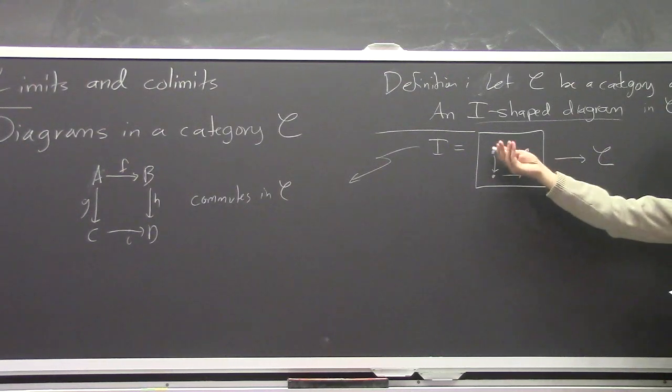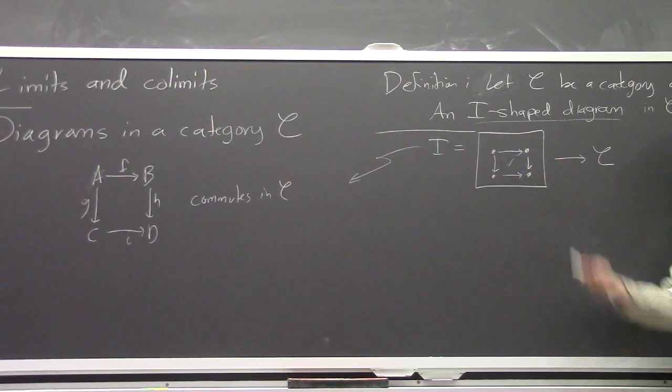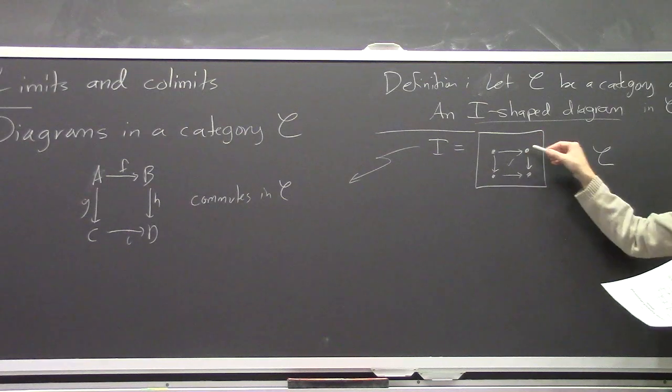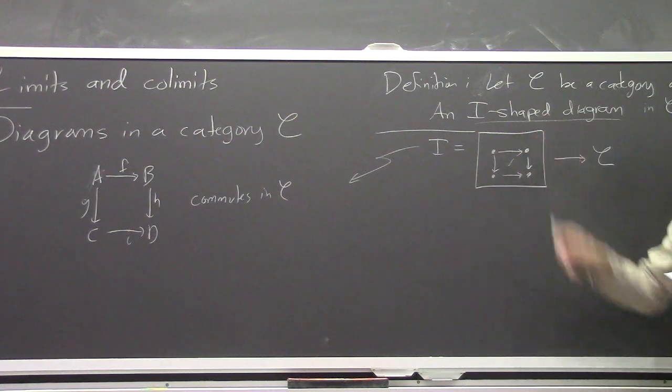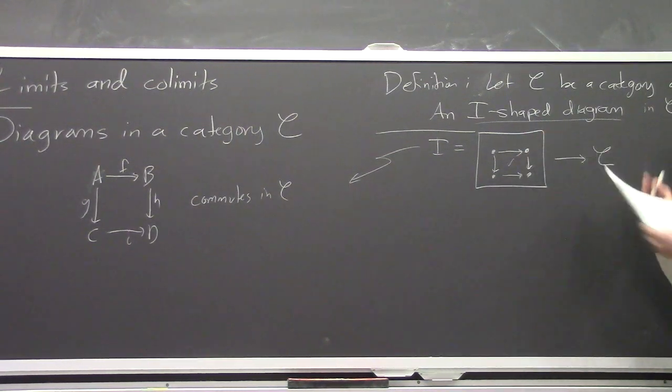A functor from this thing to C assigns to each object here an object of C. So it might assign A to this one, B to this one, C to this, and D there. And it assigns a morphism for every morphism in I. And so it just redraws this picture in C.